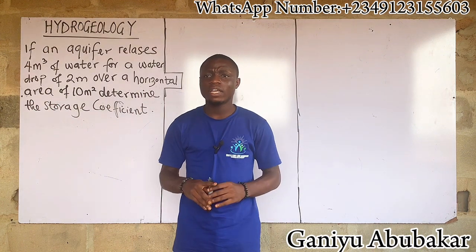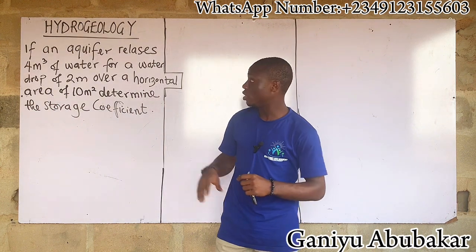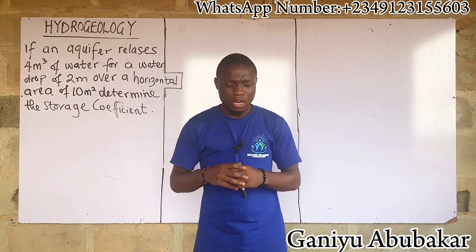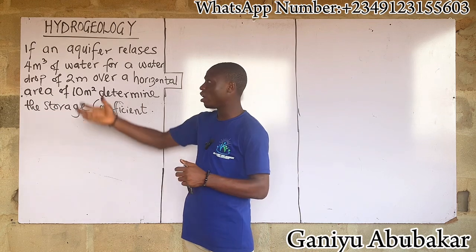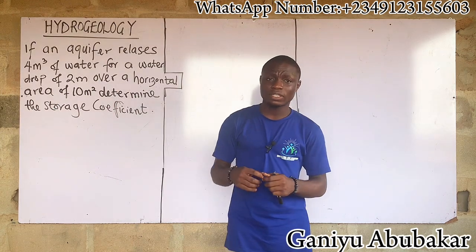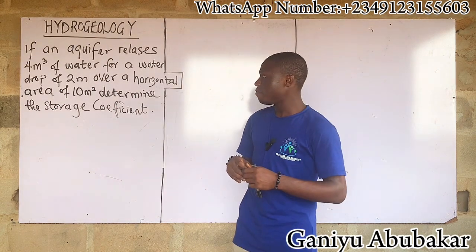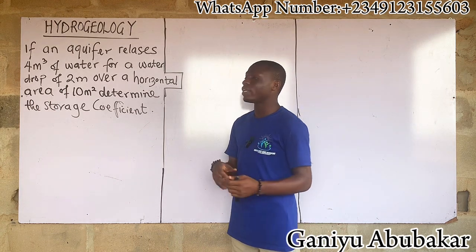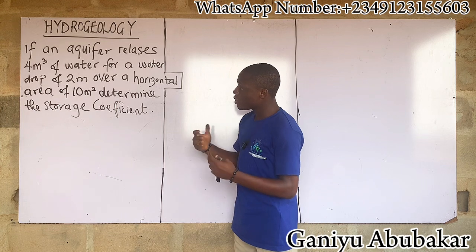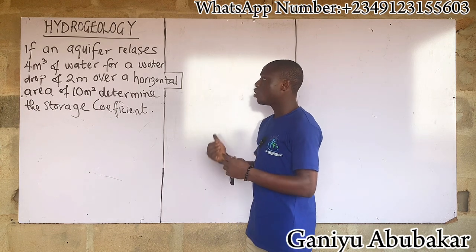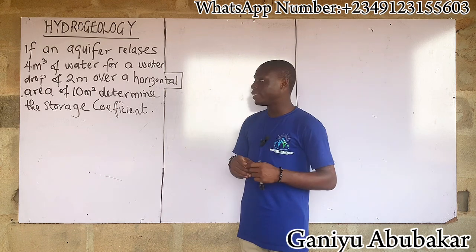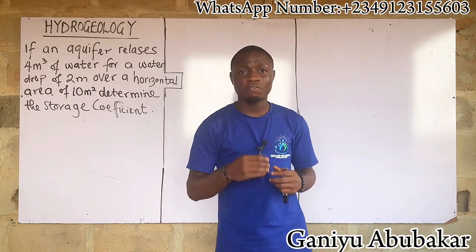Let's consider a course called Hydrogeology, right? The calculation aspect. Let's look at several past questions on hydrogeology and see what we get. The first question says: if an aquifer releases 4 meter cube of water for a water drop of 2 meter over a horizontal area of 10 meters squared, determine the storage coefficient.